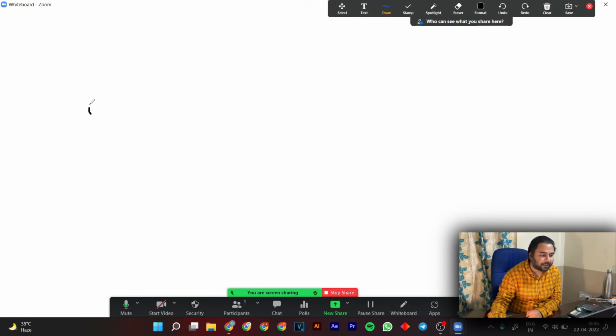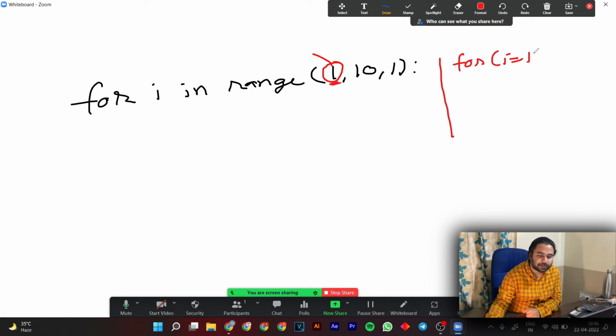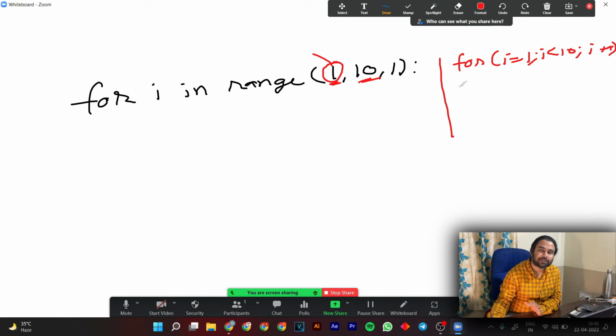In the same manner, we have a for loop also. A for loop looks like this: for i in range. This is our starting point, this is our ending point, and this is the number of jumps. I think this point needs to be defined more specifically. This is your initialization. If I compare this with your old languages C, C++, Java, what I am actually writing is for i equal to 1, this part, then a semicolon, then this part i less than 10, and then this part i plus plus, the same thing.